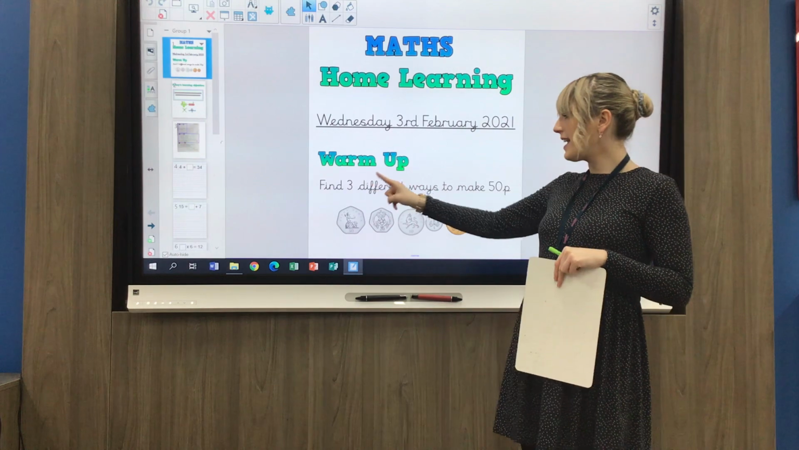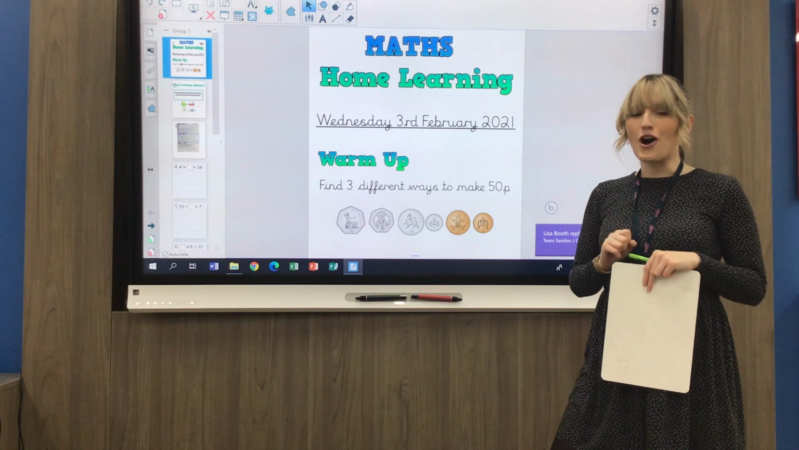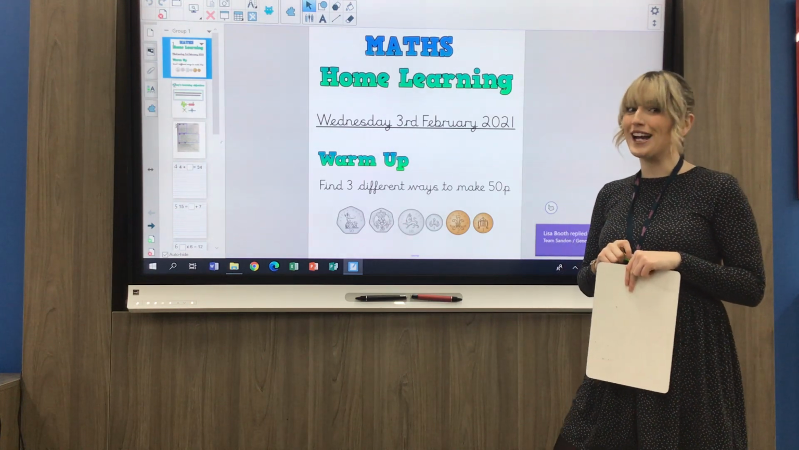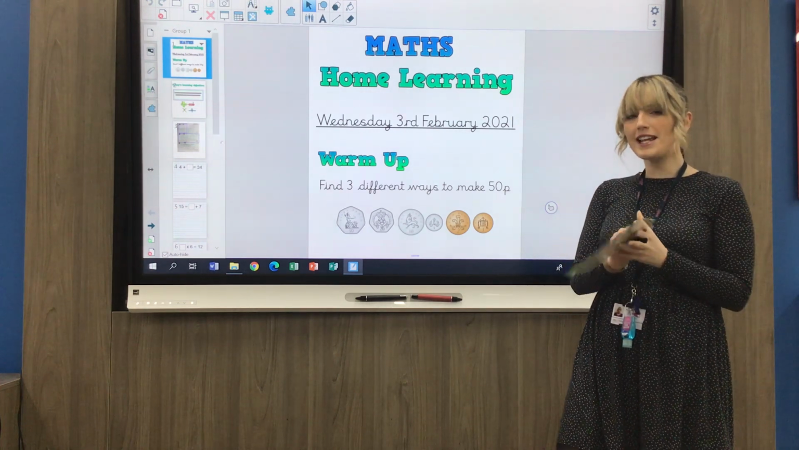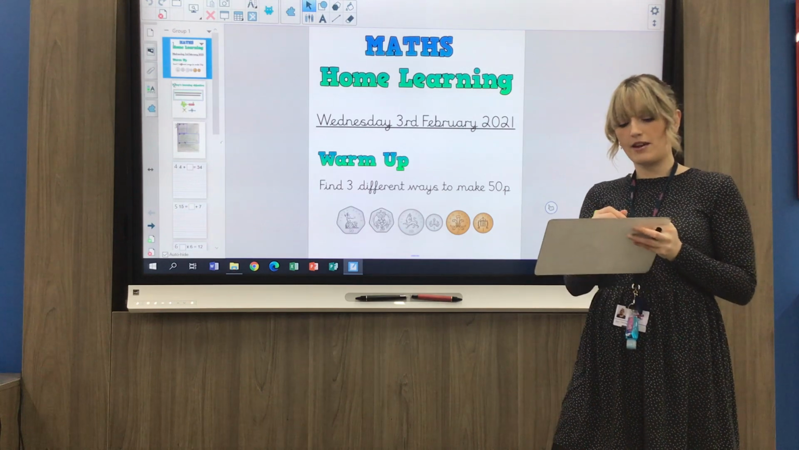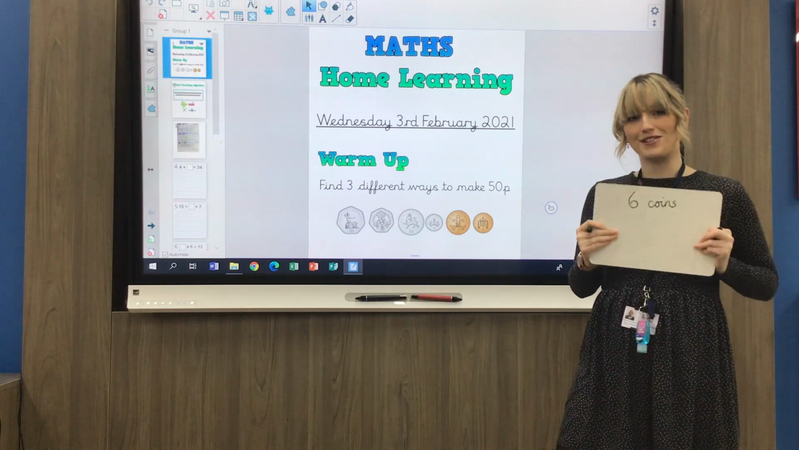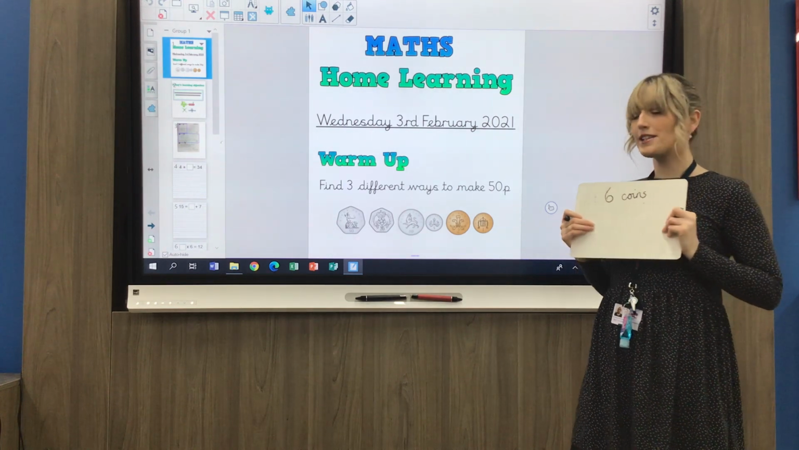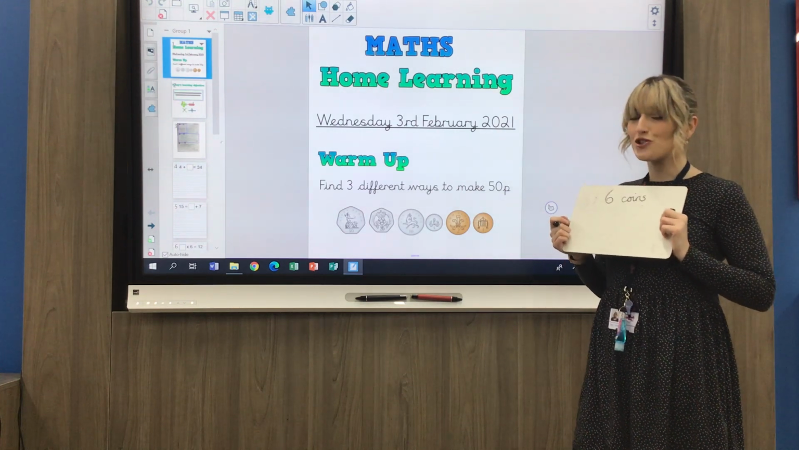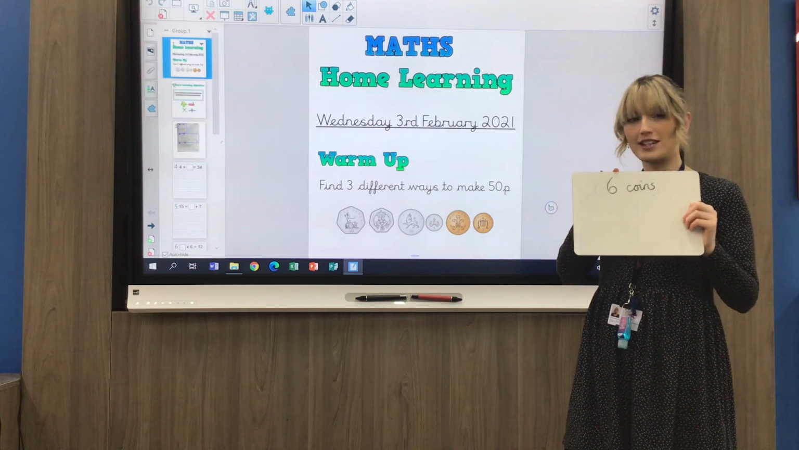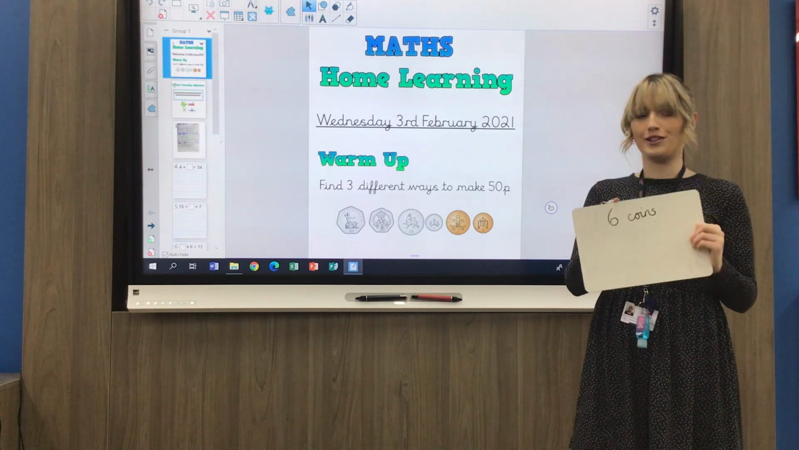So I want 3 different ways to make 50p. Now, some of you are really good with money. I know you all like it very much. So I've got you a challenge as well. What I would like you to do is see if you can find me 50p by using 6 coins. Straight away when I was reading that out, I spotted a way of using 1 coin, and I'm sure you have too. I want you to see if you can solve my challenge. Can you make 50p with 6 coins?